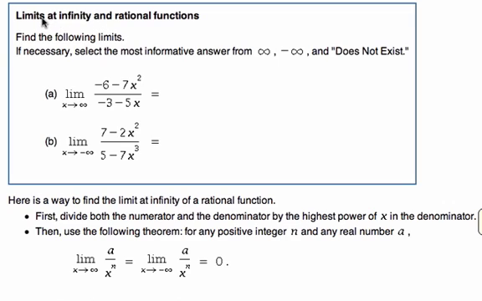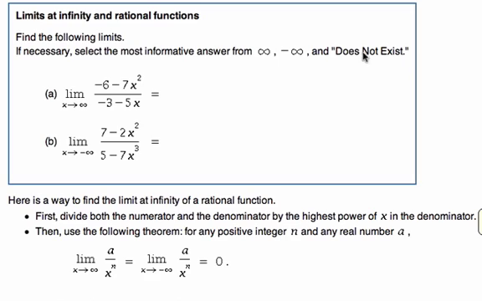There's a problem titled Limits at Infinity and Rational Functions. Find the following limits. If necessary, select the most informative answer from positive infinity, negative infinity, and does not exist. You also could have a rational number like 3 over 5 or 2 over 3. It could be 0, okay?